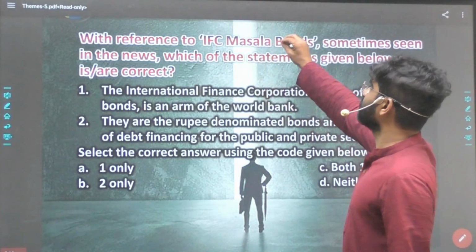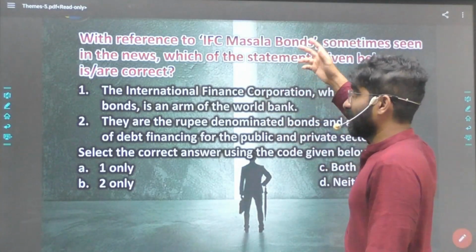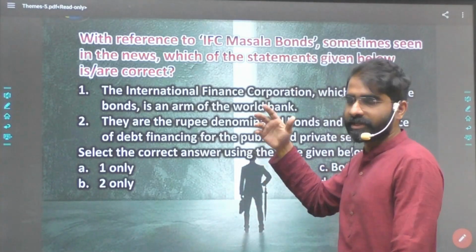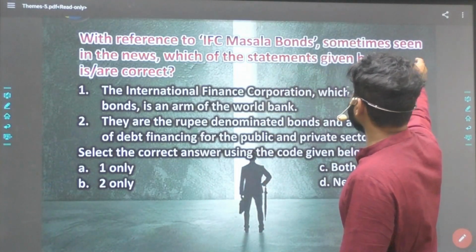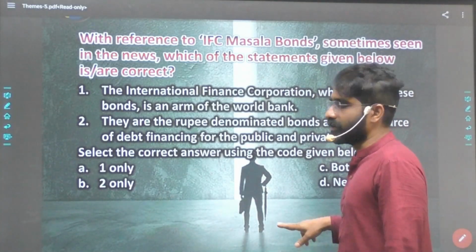So with reference to masala bonds, it was in the news at that time. So masala bonds was asked twice. We'll see what it is. Which of the following statements given below are correct? So there was this question that was asked related to bonds.